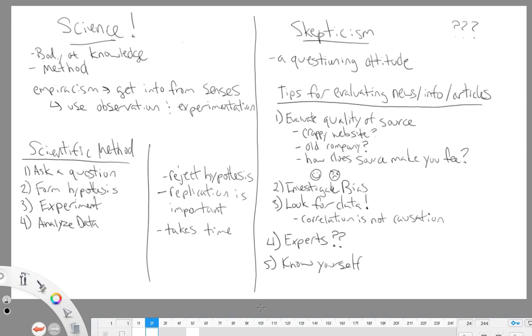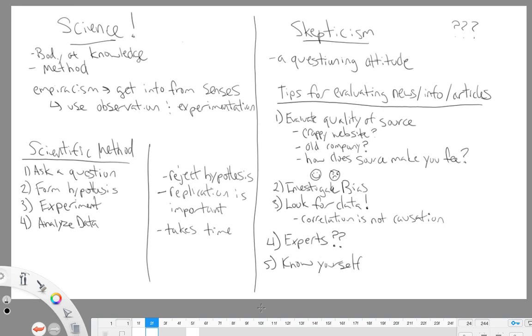And then lastly, science takes time. Like I said, this is a body of knowledge that we continually add to through more and more experiments. And as we do more and more experiments, we get more and more accurate as to what is actually causing what we're interested in or affecting the world in that way.